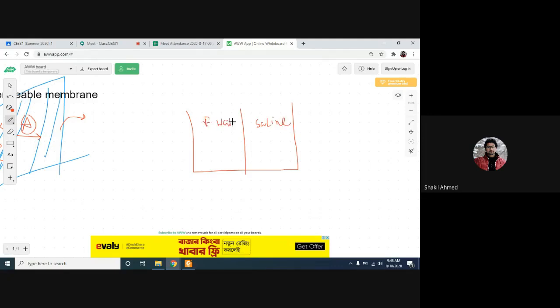Fresh water, and this is saline water. So this is saline, salt is there. Okay. Now if you put a semi-permeable membrane here, then what would happen? Water molecules will pass from there to there. Am I right? Yes. Fresh water will pass from there to there because you have less fresh water concentration here. So fresh water will flow from there to there. Okay.